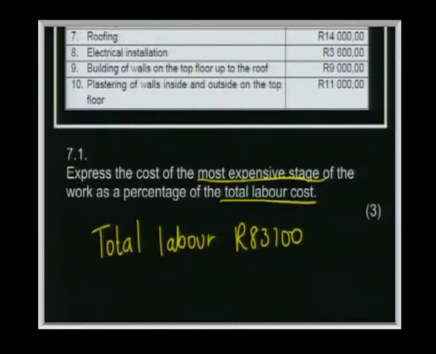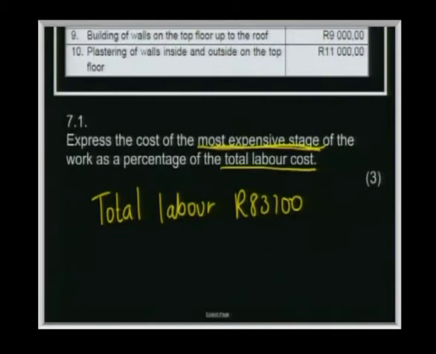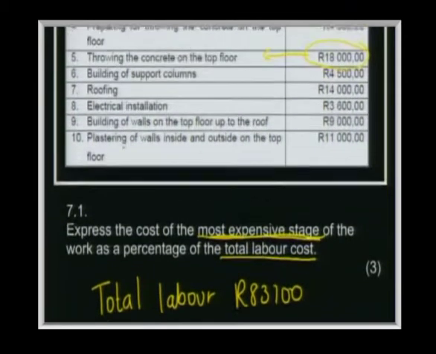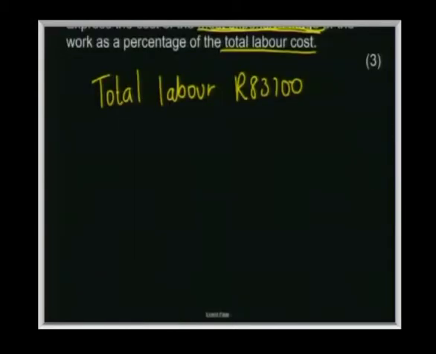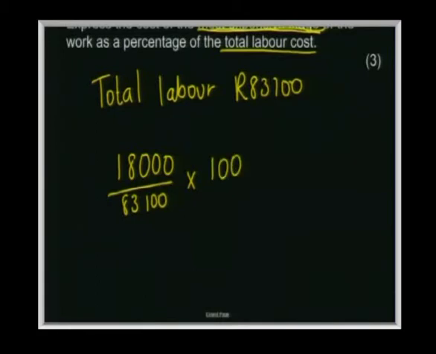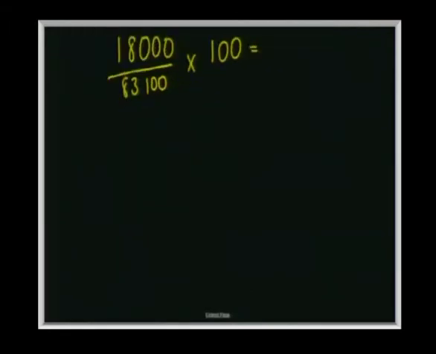Okay, and we want to find out the cost of the most expensive stage as a percentage of the total labor. So we need to find out the most expensive stage. We'd worked out was 18,000. So we need to write it as a fraction. So it's going to be 18,000 over the 83,100. And to change to a percentage is times by 100. So let's do that on our calculator.